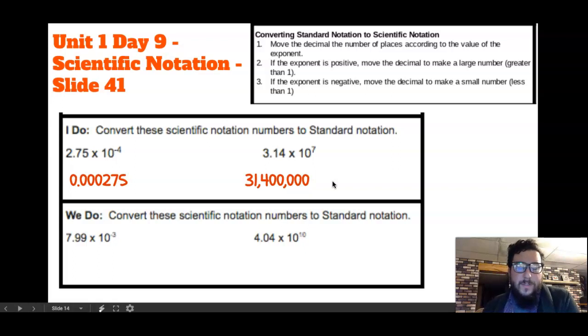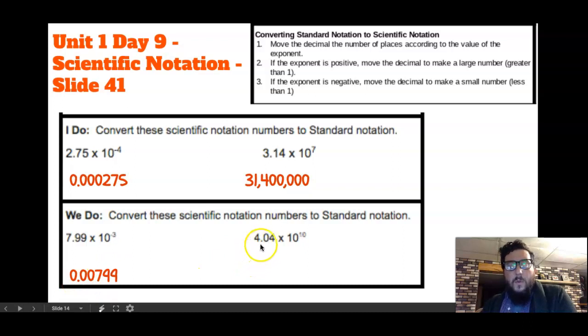Okay, welcome back. Let's check out the solution. 7.99 times 10 to the negative 3 has a negative exponent, so we need to make a small number. So we need to move our decimal this way. And the solution we get is 0.00799. The decimal was here. We went 1, 2, 3 places.